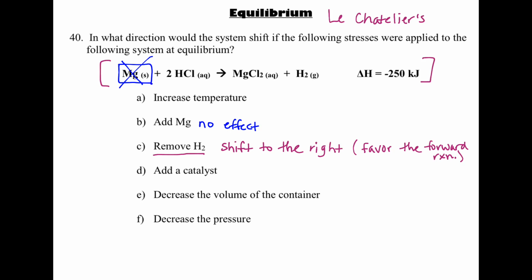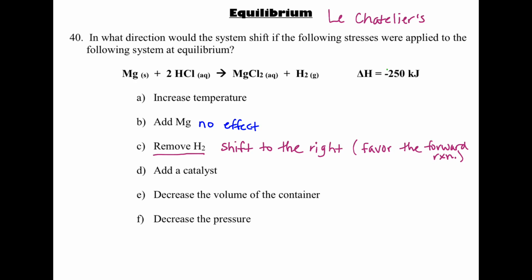So let's go up to part A. So part A deals with temperature. Now, when you're dealing with temperature in Le Chatelier's principle questions, what you want to think of is, first off, if this reaction is exothermic or endothermic, and based on that, where heat would show up in the reaction. So would it be more of a product or more of a reactant?